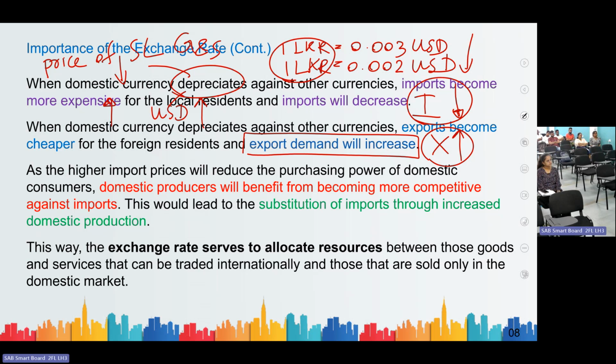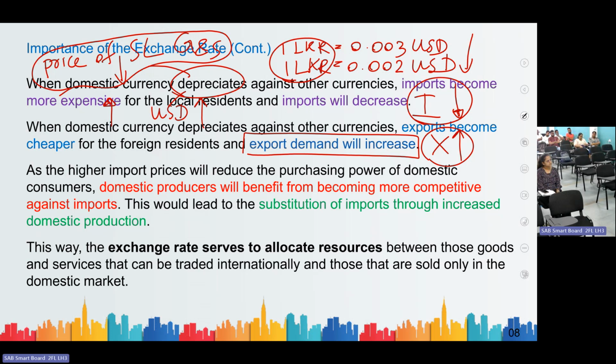At the same time, another thing happens. What is it? The price of locally produced goods and services in Sri Lanka decreases as a result of this LKR depreciation. Then Sri Lankan residents by themselves will demand locally produced goods and services rather than consuming imported goods and services. They will stop consuming imported goods and move to domestically produced goods and services.